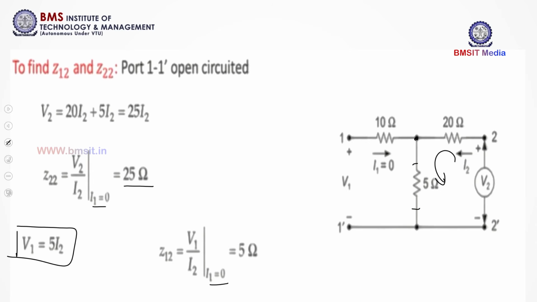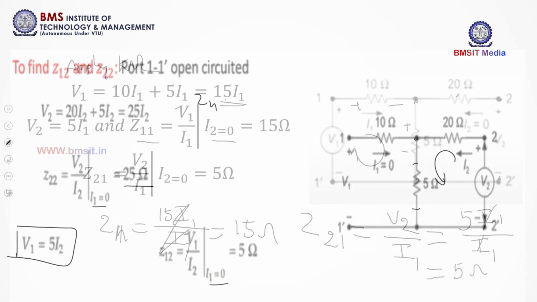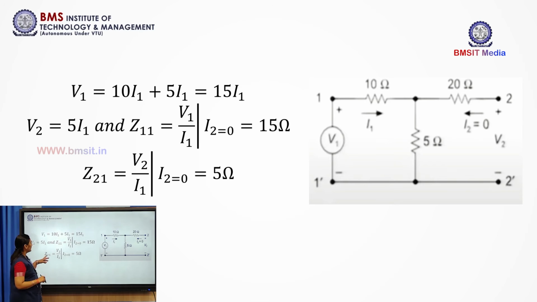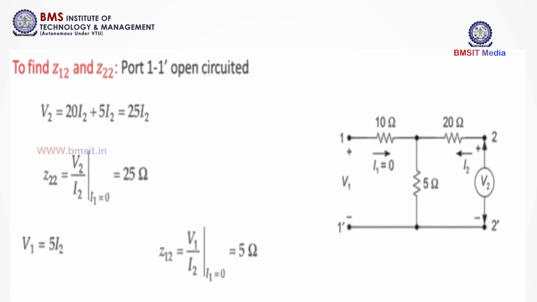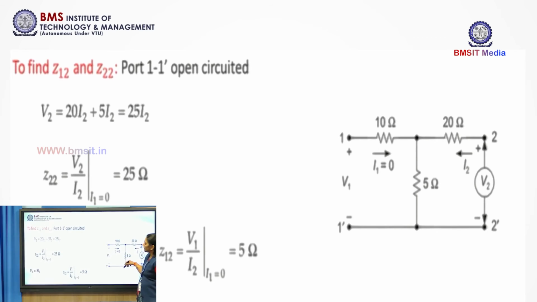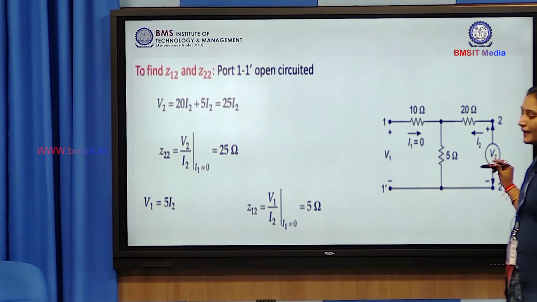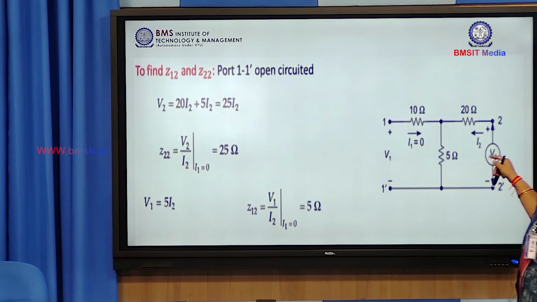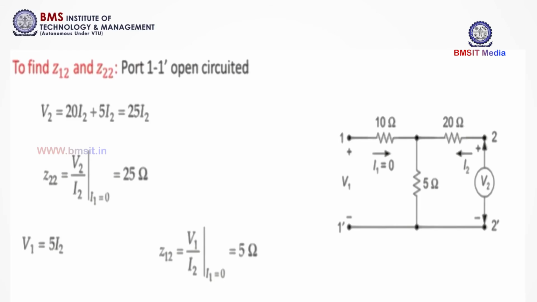Again, we can write the parameters. We have Z11 equal to 15 and Z21 as 5 ohms. We have got the values of Z11 and Z22 for this circuit, and even Z12 and Z21. All four impedance open circuit parameters we have evaluated for this network. We will move on to the next example.